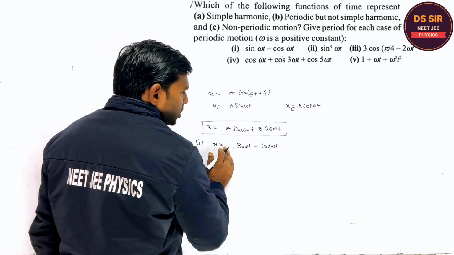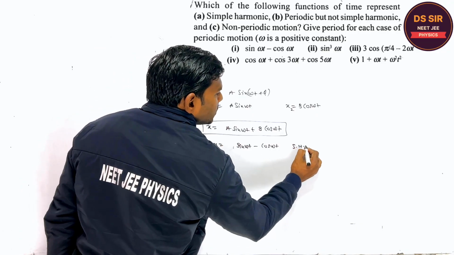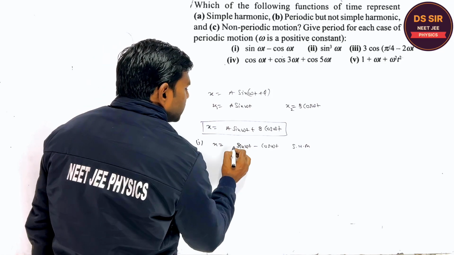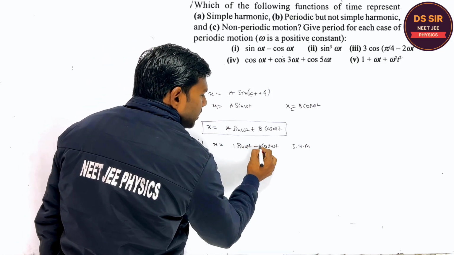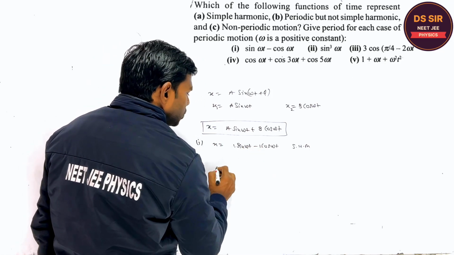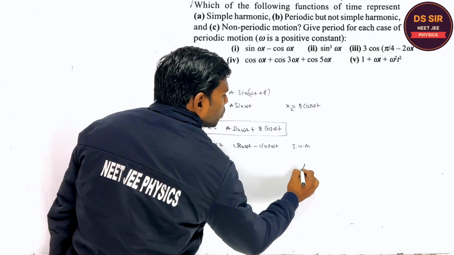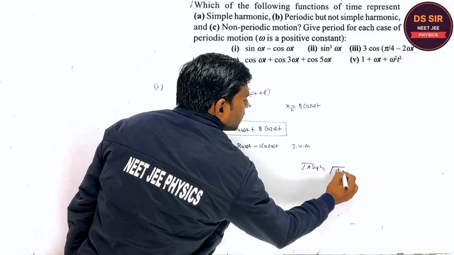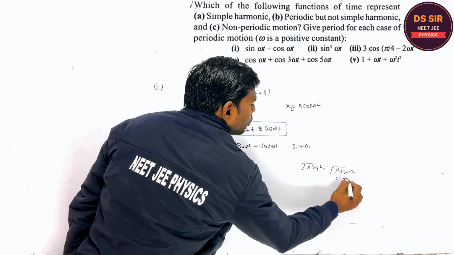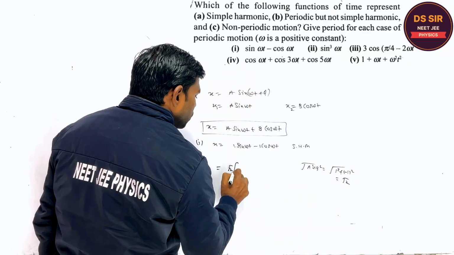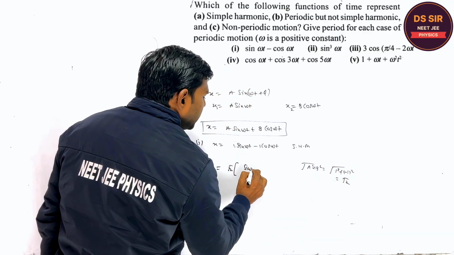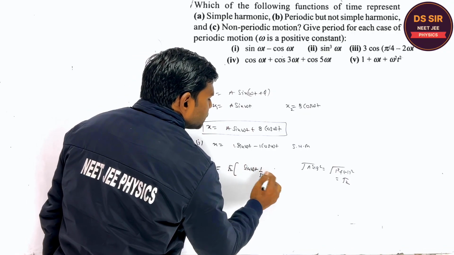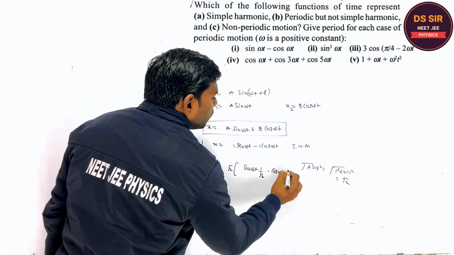So this is one thing. Is it SHM or not? Say yes, it is SHM. What is its amplitude? Tell me. This is the 1, and this is minus 1. So what is root of a square plus b square? It is equal to root of 1 square plus minus 1 square, which is root 2. So if you multiply by root 2, sin omega t into 1 by root 2 plus minus cos omega t into 1 by root 2.